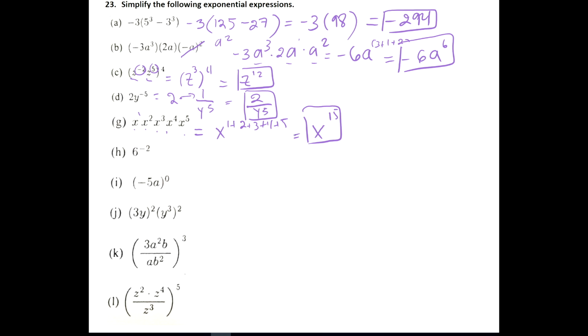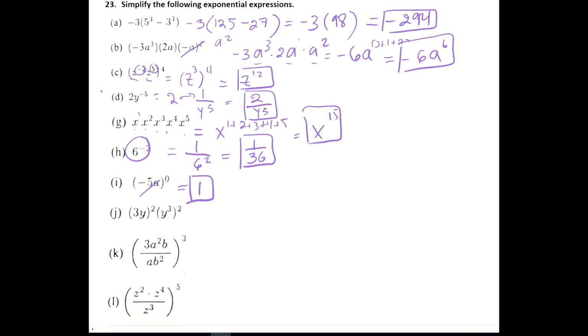The next one uses the same property that we used in part D. I am going to reciprocate this term. I'll get 1 over 6 squared. Now the exponent became positive, and this is equal to 1 over 36. Part I. Here's a property of exponents that says anything to the power 0 is always equal to 1. So here the answer is 1.